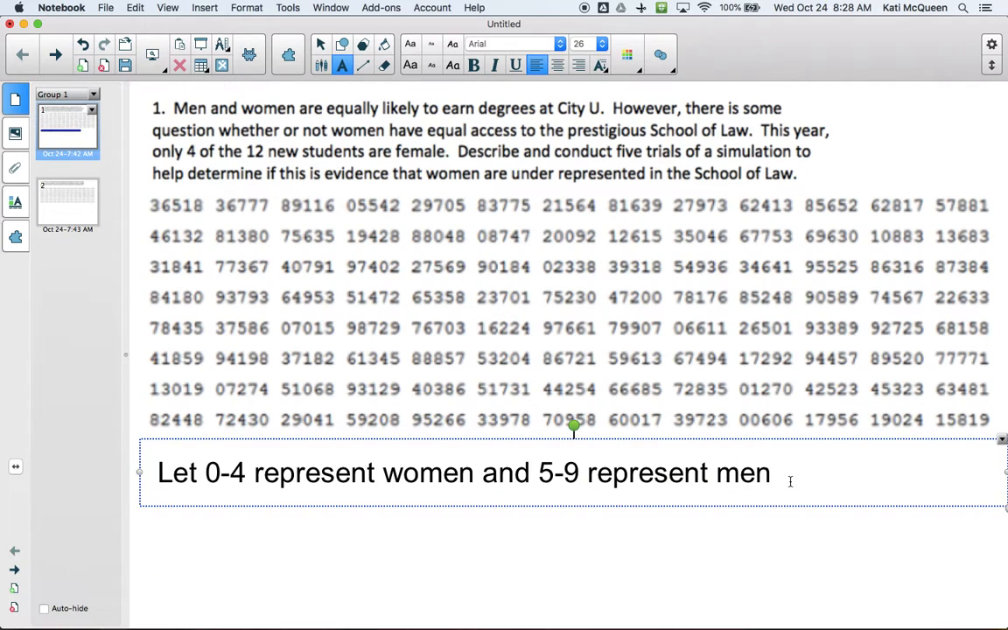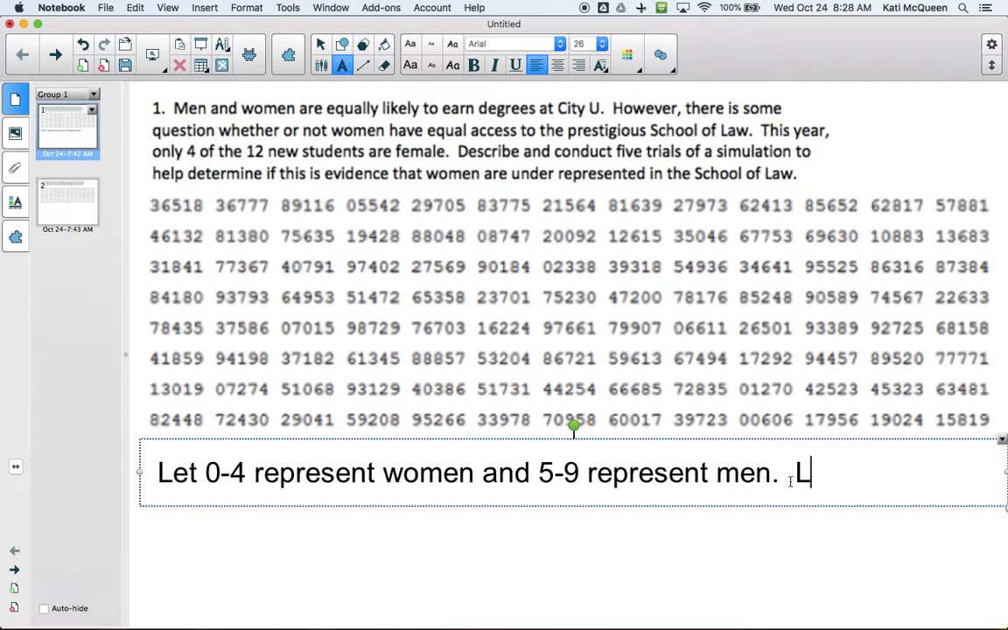All right, so both equally likely. Now you don't have to do the exact same. Maybe you had 0 through 4 for men and 5 through 9 for women. That's still fine. Another option I see people do is even and odd. So maybe even digits represent men, odd represent women, or vice versa.